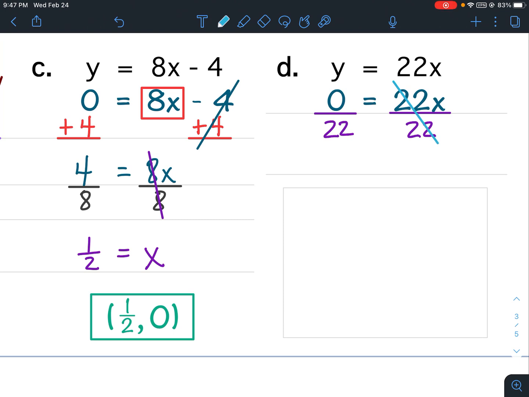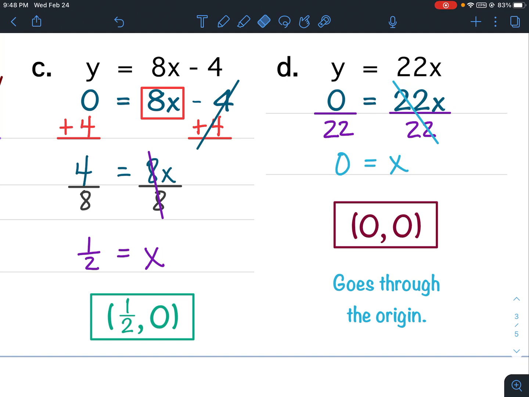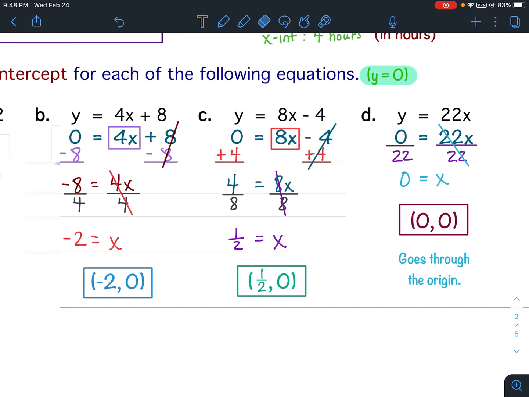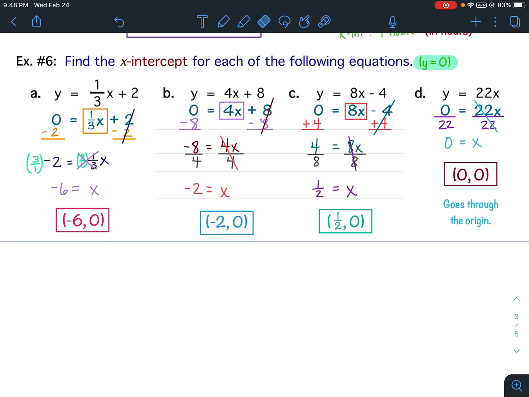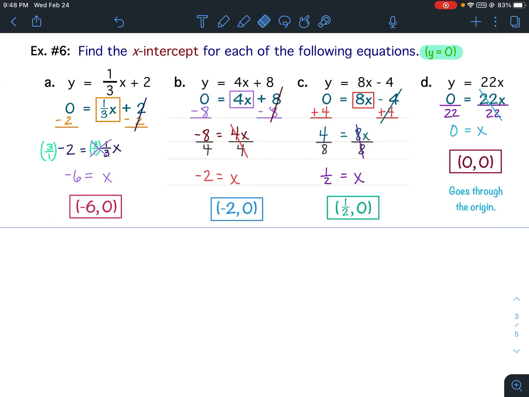0 divided by anything is 0, which means y is 0 and x is 0. Y is 0 and x is 0. Well, if they are both 0, what do we have? The origin. Right. Pause your video. Make sure you have all of that written down.